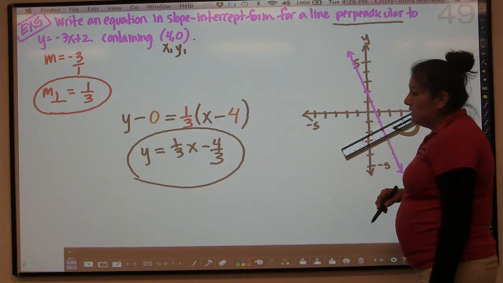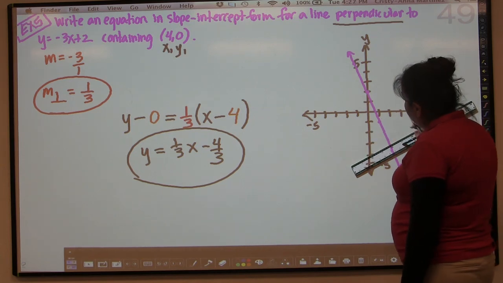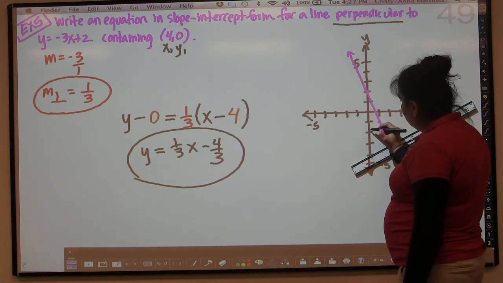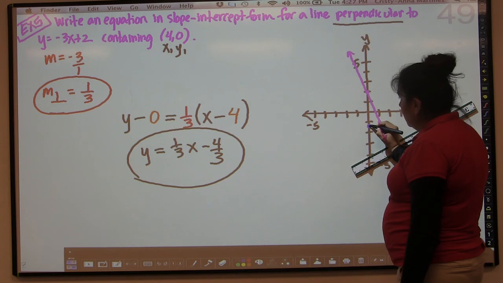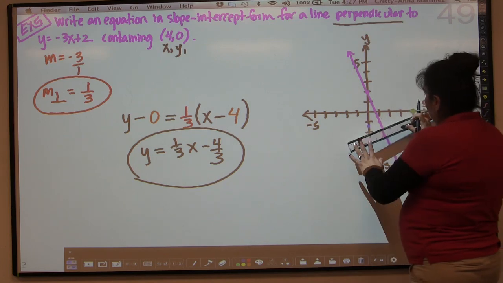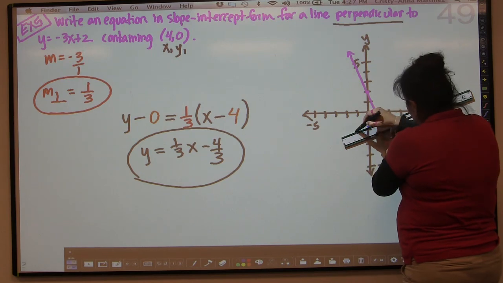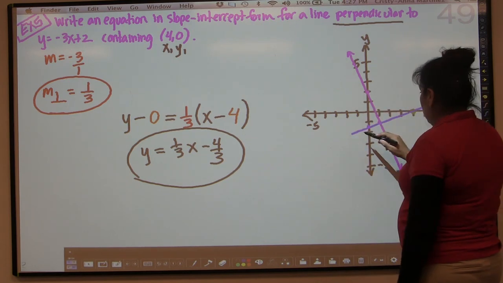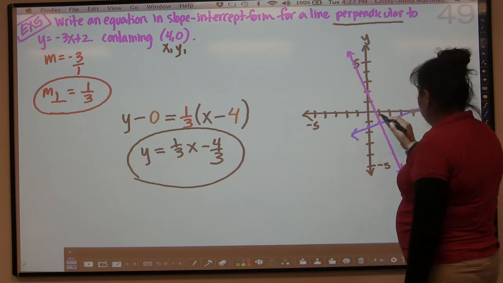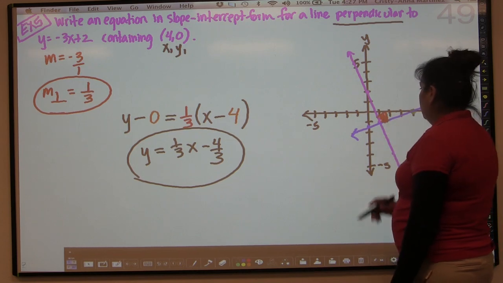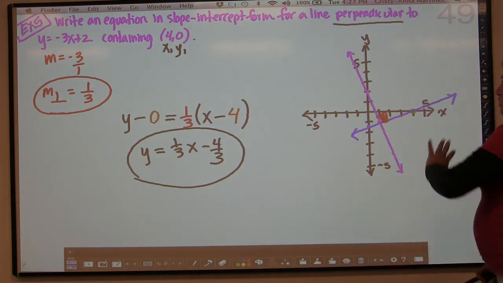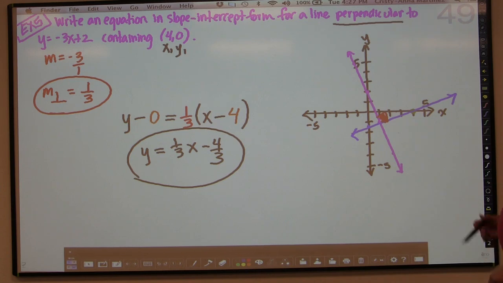-4/3 is basically -1 and 1/3. So here's -1 and here's -2, so -1/3 is right about there. And then we know it has to go to that point, so we're going to just do this little guy. And what we are saying is that we're not perfect, but this should be perpendicular right there. So again, you don't have to draw that graph. I just wanted to show you what you are doing.